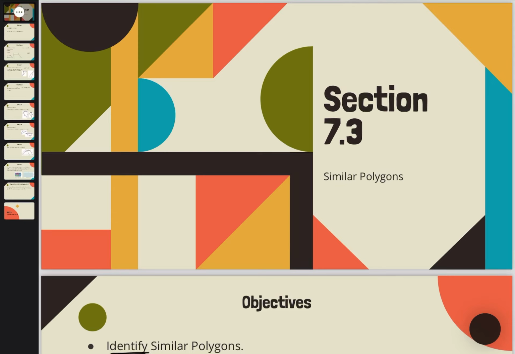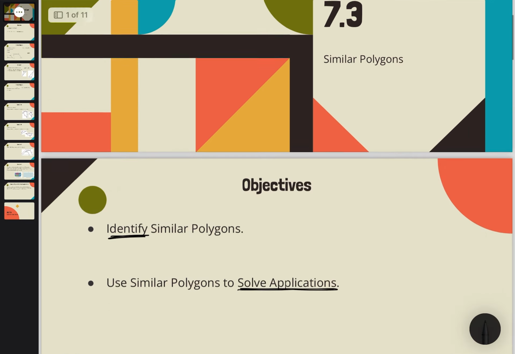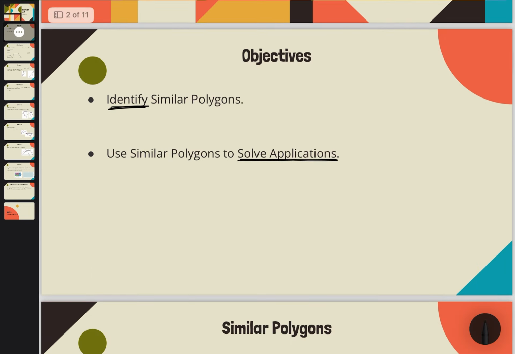All right, welcome to section 3. So yesterday we talked about proportions, setting up proportions, and solving. Today we're talking about similar polygons. So today we will be heading back into shapes and polygons. We're first going to identify similar polygons.